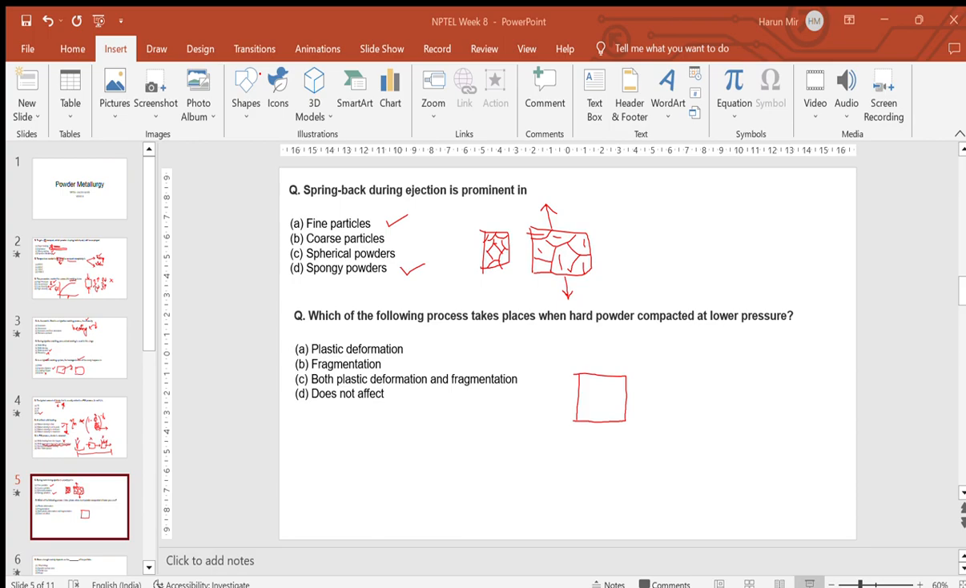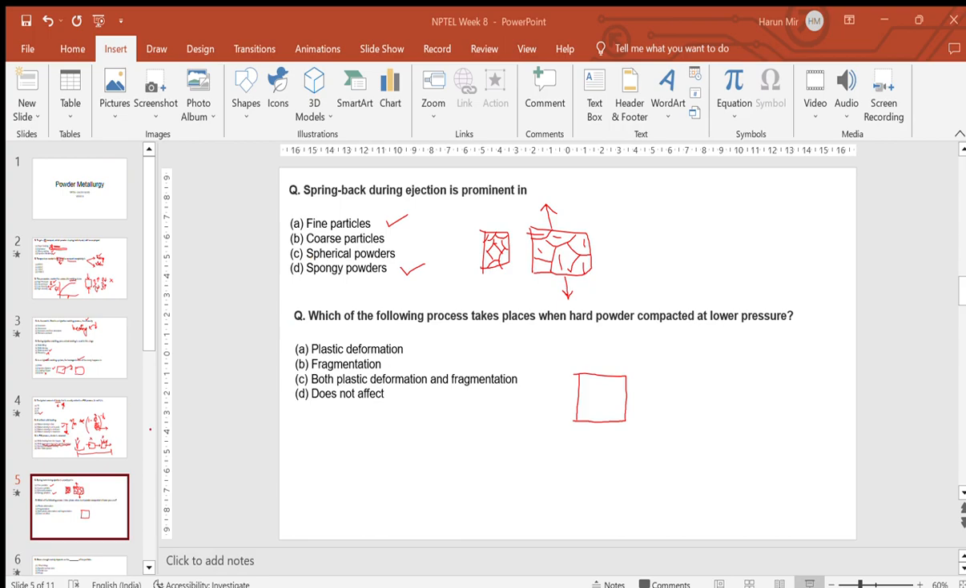Water treated with corrosion inhibitor and ambient. Right. So option A is right, that you're taking water treated with corrosion inhibitor as the pressurizing medium, which is outside this mold, and then you are conducting it at room temperature or ambient temperature. This is the right option.